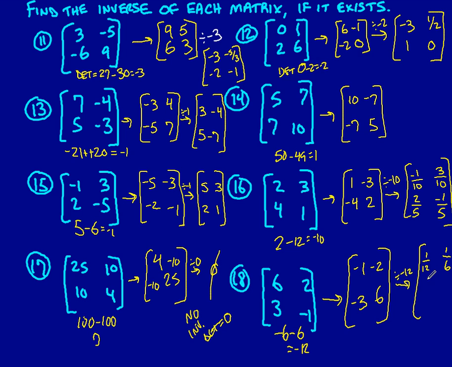This will become a positive 1 over 6. 2 over 12 reduces to 1 over 6. 3 over 12 will become 1 over 4. And 6 over 12 will become 1 over 2, and that'll be negative, because that's positive over negative. So there is your matrix there for that.